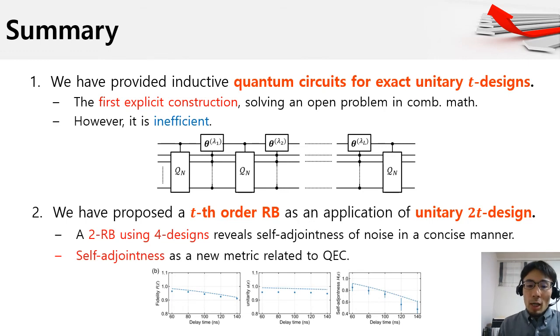We also proposed a Tth order RB as an application of unitary 2T designs. In this talk, I especially explained the second-order RB using 4 designs. I explained that we can estimate the self-adjointness of the noise in a very concise manner. And we also explained that the self-adjointness is a new metric which is related to quantum error correction.